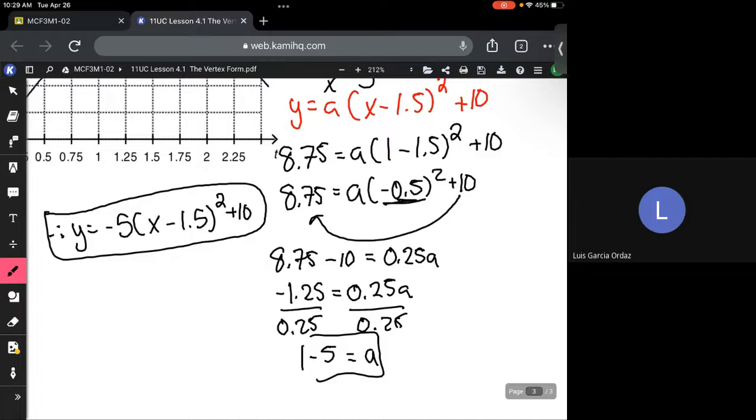So it's nothing new that you haven't done. We did the same thing when we had it in factored form and tried to figure out our a value. We used the points. Same with our standard form and everything of that matter.